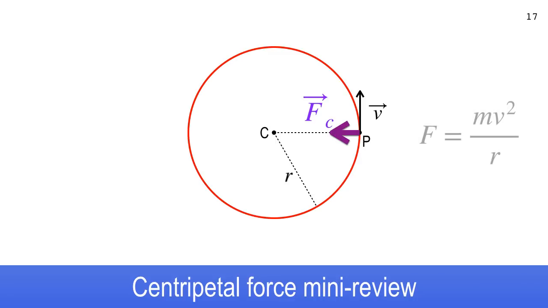All right, now, here's the formula. F equals mv squared over r. Hopefully you remember that.